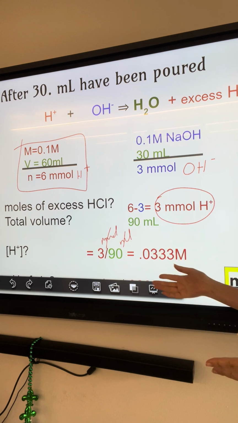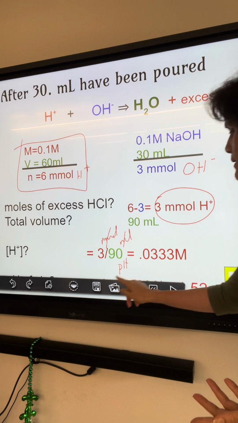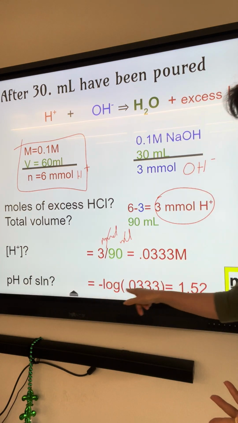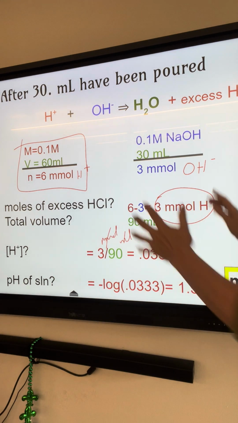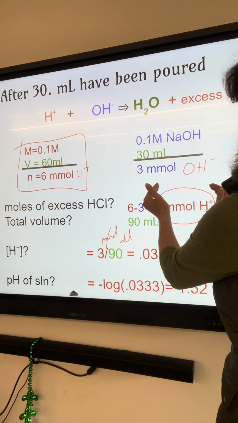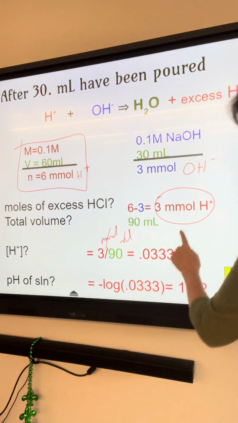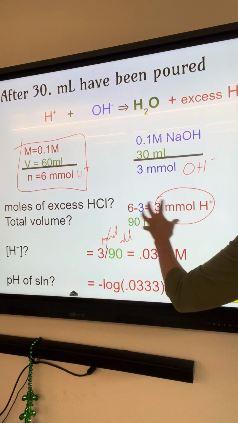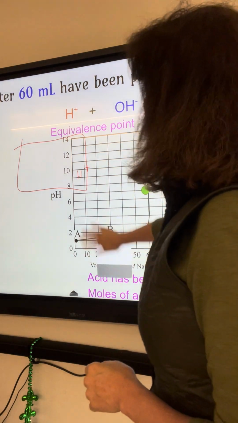How do I find the pH? Same formula, the negative log pH. You can see it. It's the negative log of 0.0152. Everybody okay with that? You subtract them to find what you have in excess, but that you have in excess now is over a larger volume. So to find the concentration, you have to use all your volume, negative log of that, and you find your pH at half equivalence point. Everybody okay? Okay, now we're gonna go to the equivalence point.